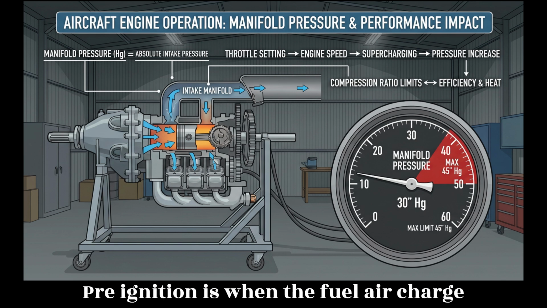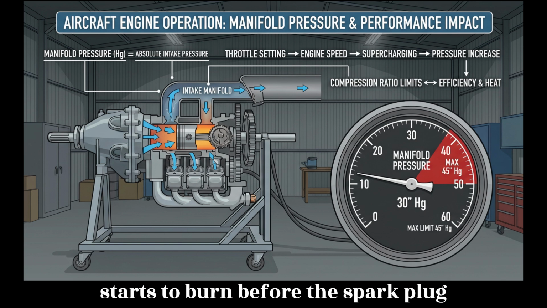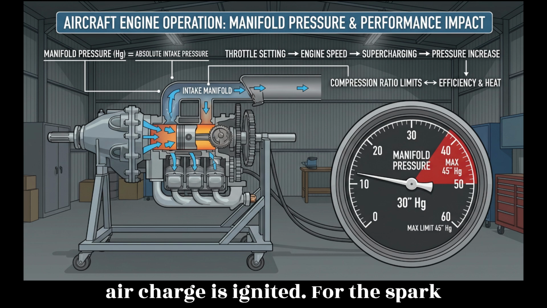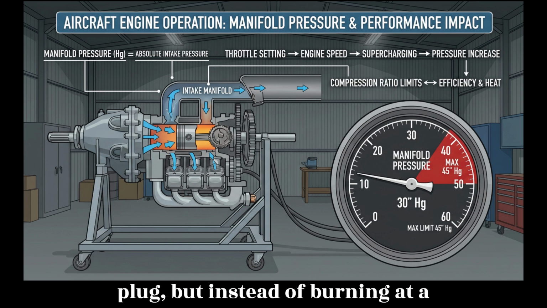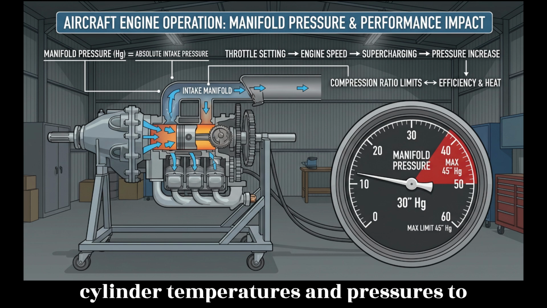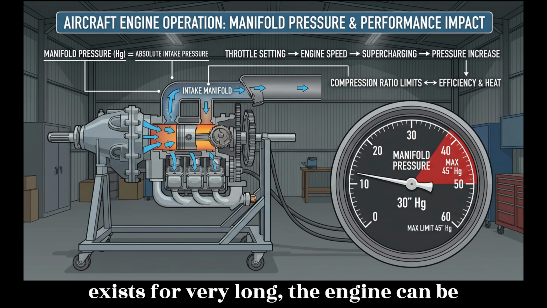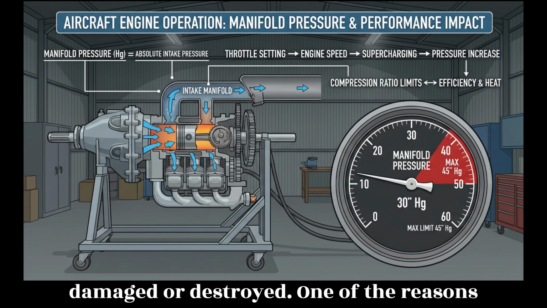Pre-ignition is when the fuel air charge starts to burn before the spark plug fires. Detonation occurs when the fuel air charge is ignited by the spark plug, but instead of burning at a controlled rate, it explodes, causing cylinder temperatures and pressures to spike very quickly. If this condition exists for very long, the engine can be damaged or destroyed.